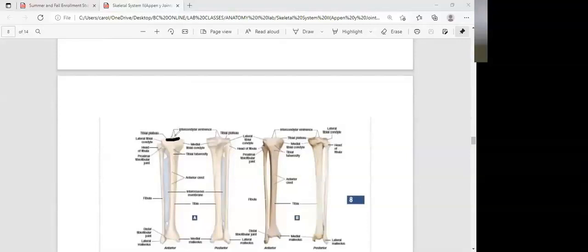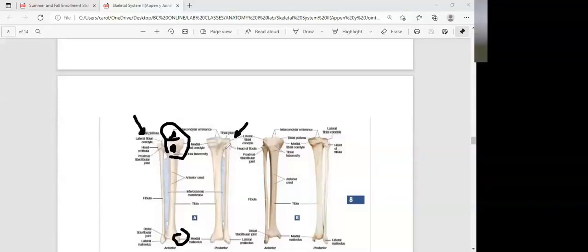Below the intercondylar eminence, you're going to have in here the tibial tuberosity. These will be the characteristics that you have in the proximal epiphysis. In the distal epiphysis of your tibia, you're going to have the medial malleolus. Next to the tibia, you have the fibula. That as well. This is the posterior view.